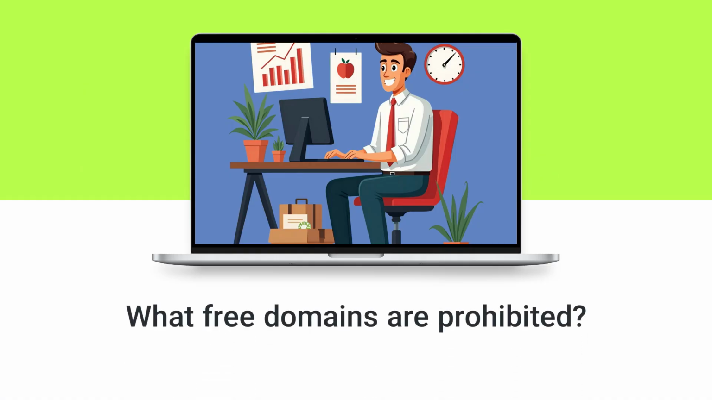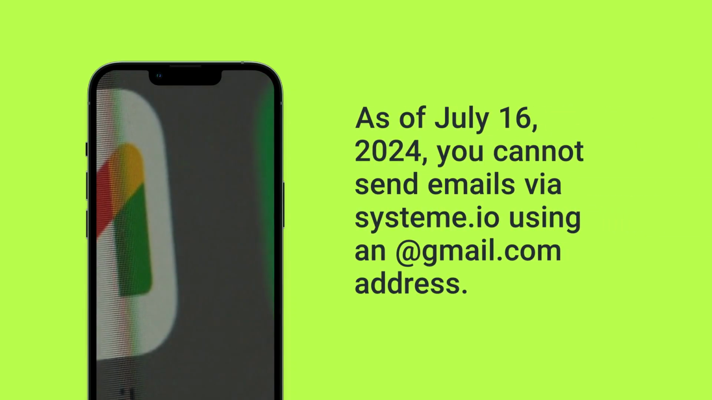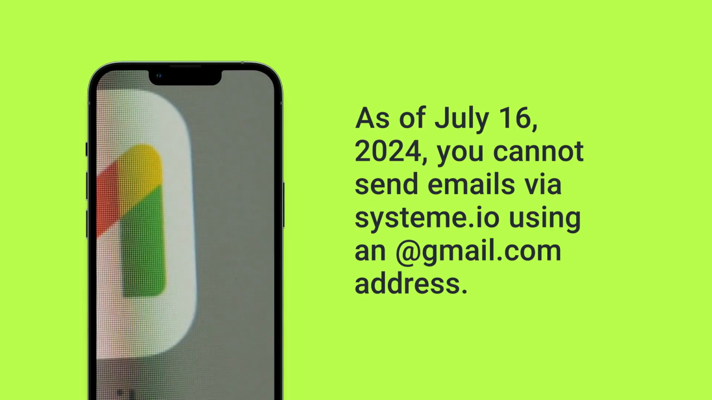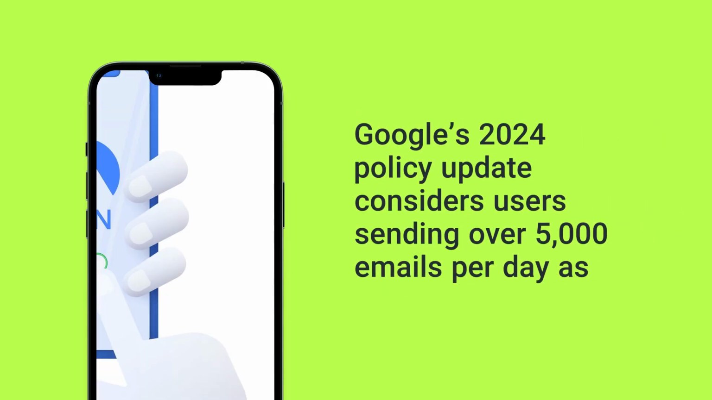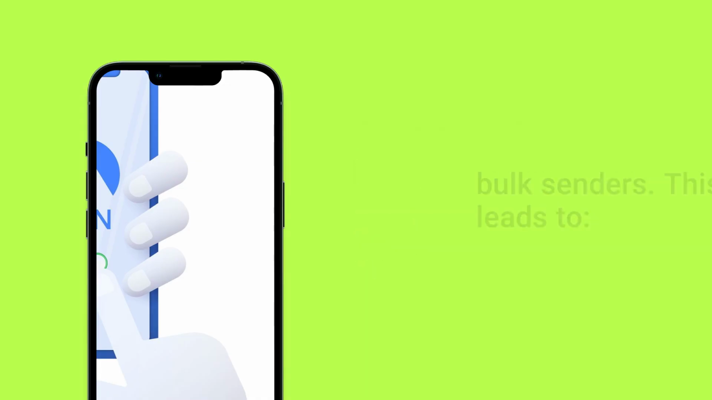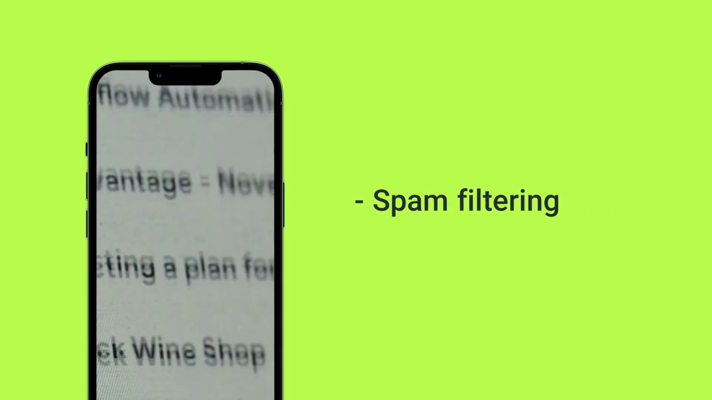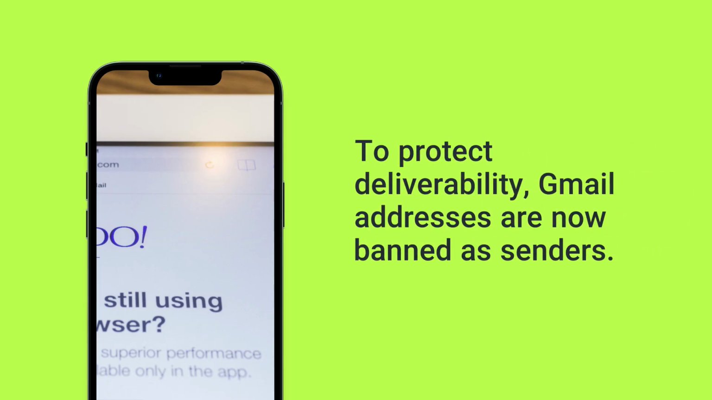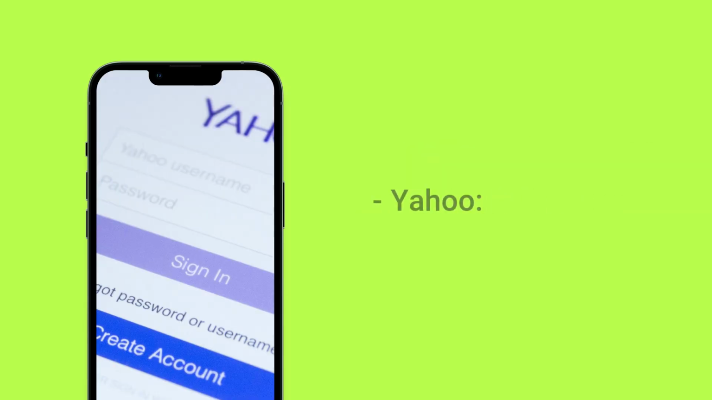What free domains are prohibited? Gmail. As of July 16, 2024, you cannot send emails via System.io using an @Gmail account. Google's 2024 policy update considers users sending over 5,000 emails per day as bulk senders. This leads to email rejection and spam filtering. To protect deliverability, Gmail addresses are now banned as senders.